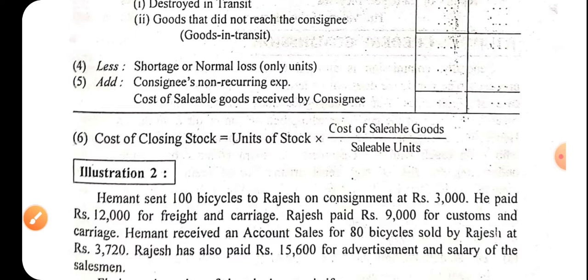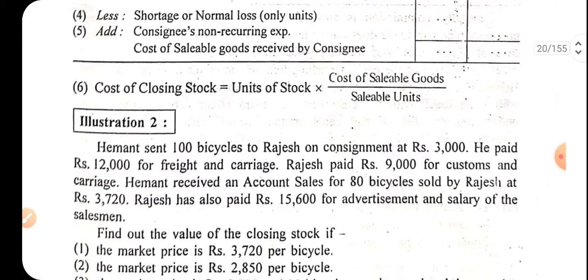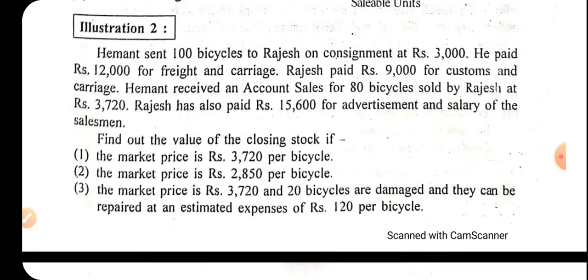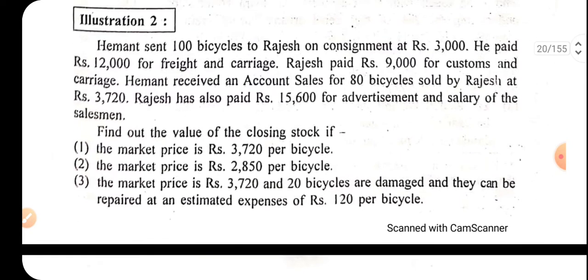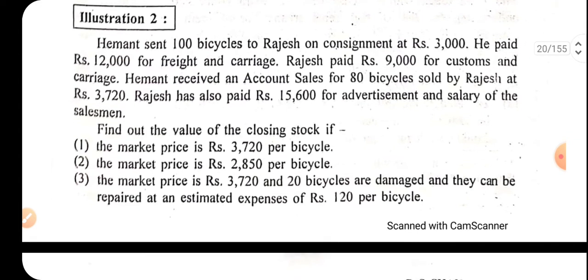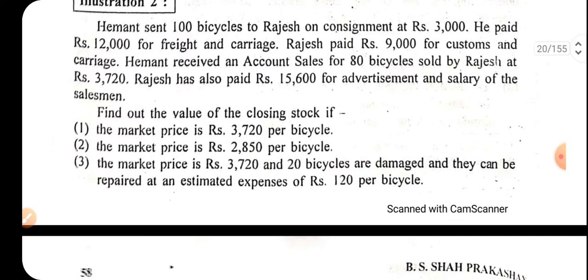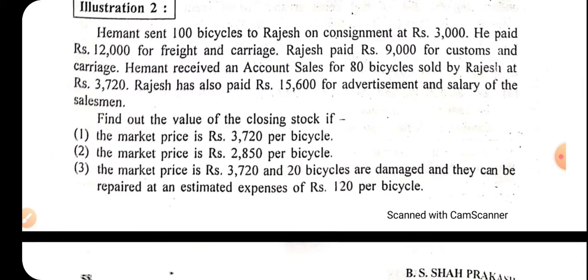So this is an example of closing stock. In illustration number 2, we have an idea of how to evaluate the closing stock. Hemant sent 100 bicycles to Rajesh at 3000 rupees. It means 100 cycles into 3000 rupees, that is goods sent by the consignor to the consignee of 3 lakh rupees. He paid 12,000 for freight and carriage. It means the consignor had paid 12,000 rupees. So whenever we calculate the proportionate expense of the consignor, we will consider 12,000 as the full value paid by him.